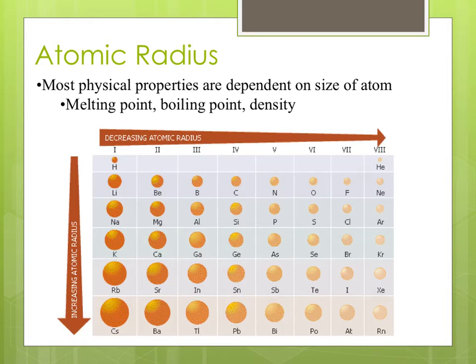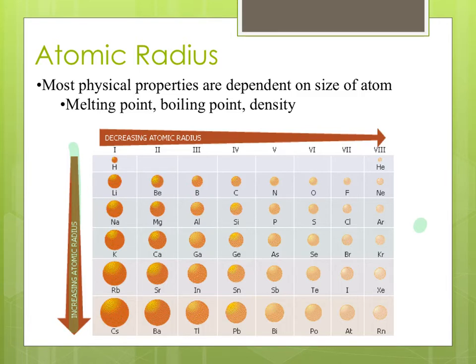So most physical properties are dependent on the size of the atom. So things like melting point, boiling point, and density are dependent on the size of the atom. The trend is as follows. As we move down a row on the periodic table, we have increasing atomic radius. And that should make sense because as we're moving down the periodic table, we're adding energy levels to the atom.